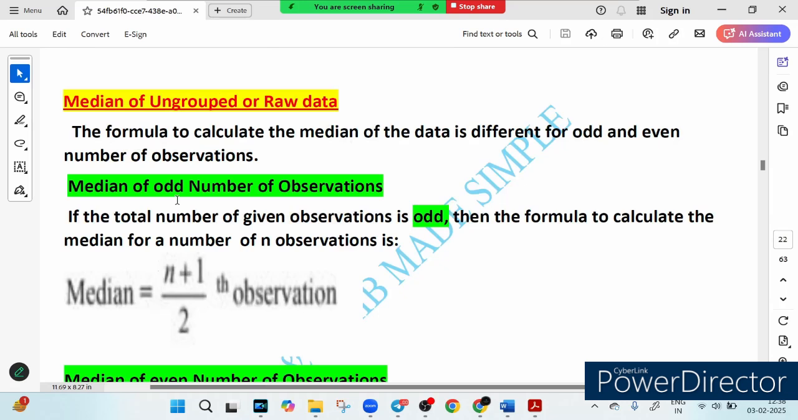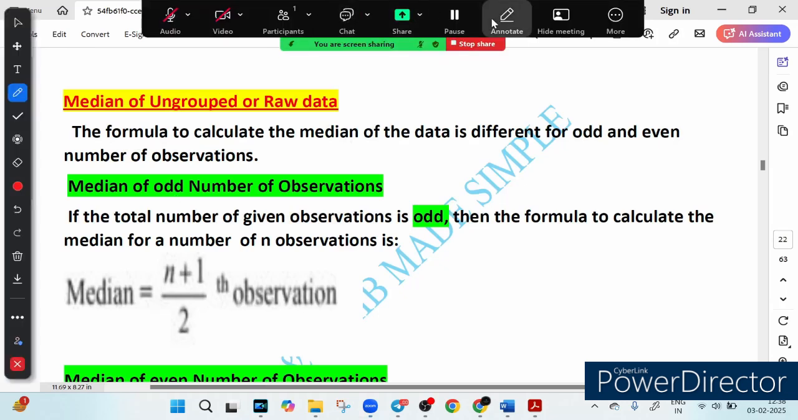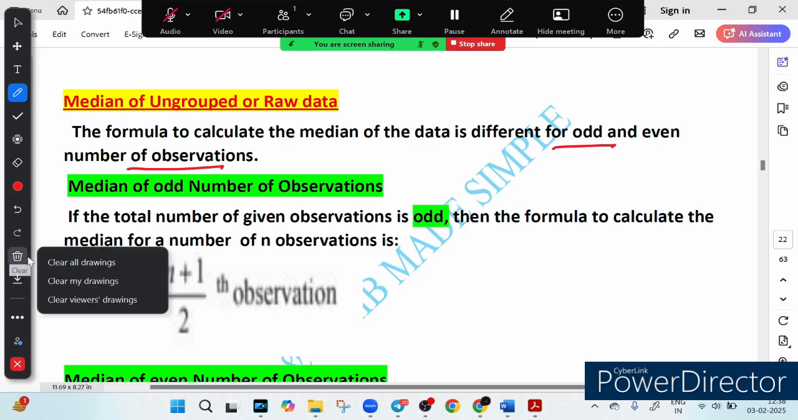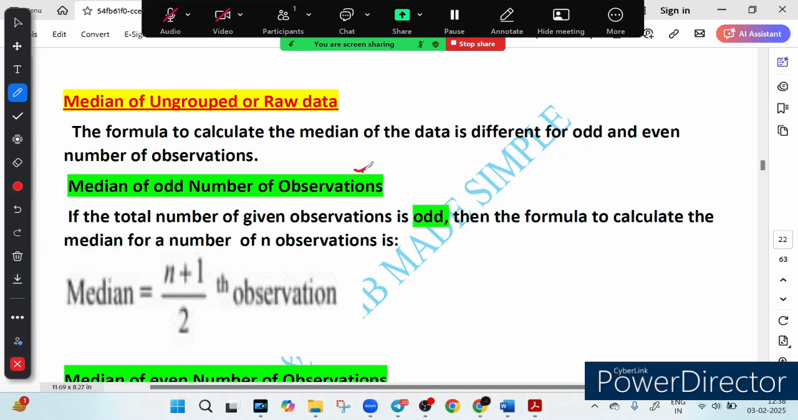Okay, now let's find how to find the median of ungrouped data and grouped data. So for ungrouped data or raw data, there are 2 formulas. The first formula depends on whether the number of data is odd or even. How many observations are there, whether the number of observations is odd or even. So first let's take into account an odd number of observations. If the total number of observations is odd, the formula is the (n plus 1) by 2th observation.